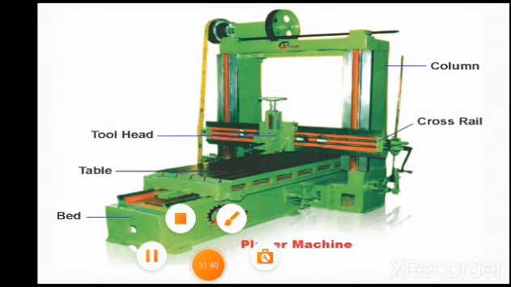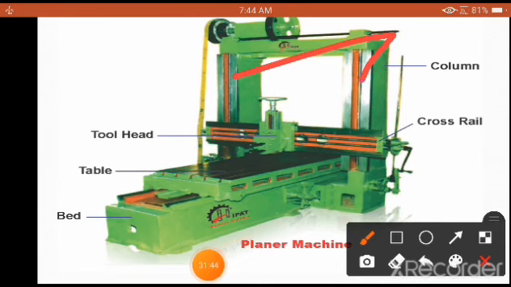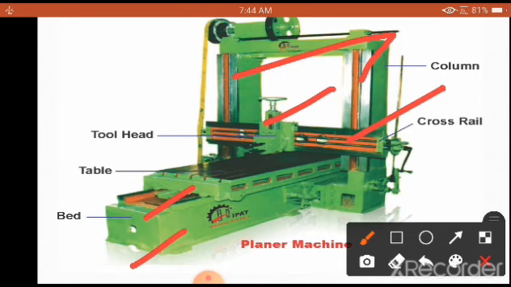As you are going to see, these are called the columns, and this is called a cross rail. This is the tool head. There is a single tool head shown, but in reality it is going to have two tool heads. And here you are also going to see the table, and this is the bed. The bed is provided with the V guideways.